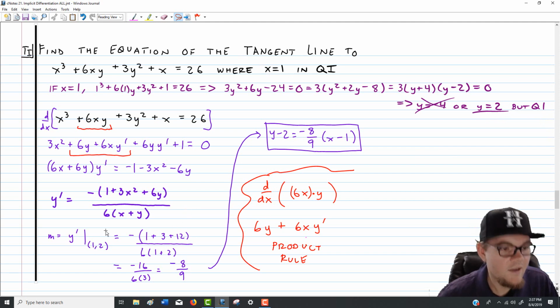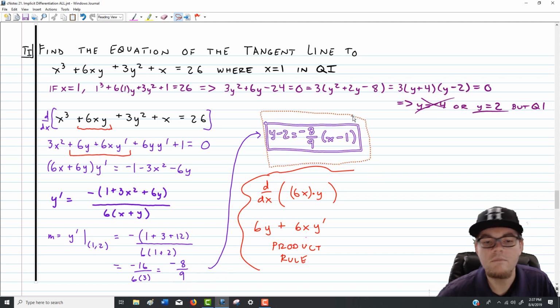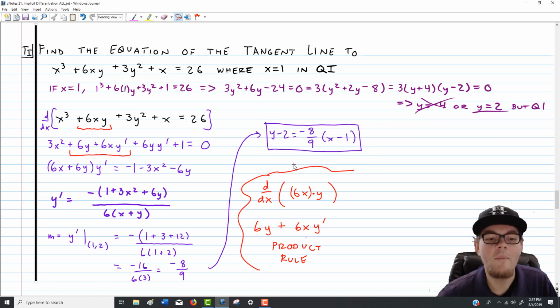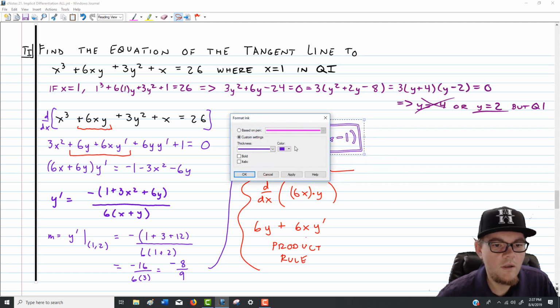And with that in place, we're able to go back to the derivative and evaluate it at the point (1, 2). When we do, we end up with the derivative, or the slope, negative 8 over 9, and that means our tangent line equation, why is it so hard to say that? Our tangent line equation is y minus 2 equals negative 8 over 9 times the quantity x minus 1.